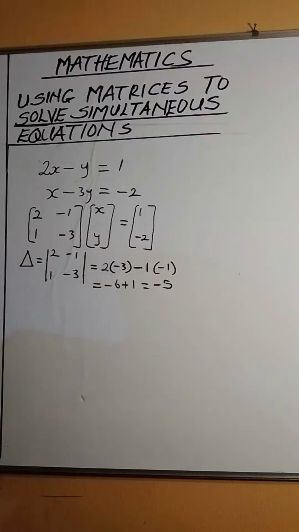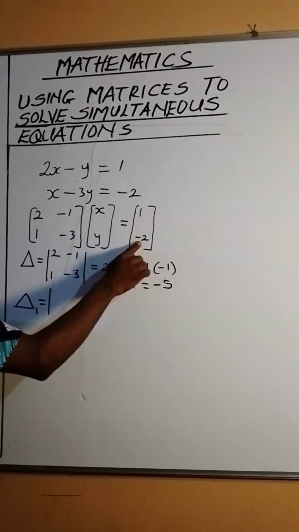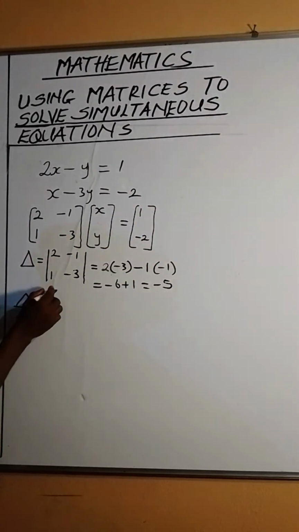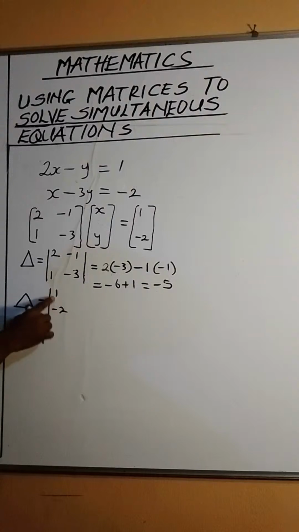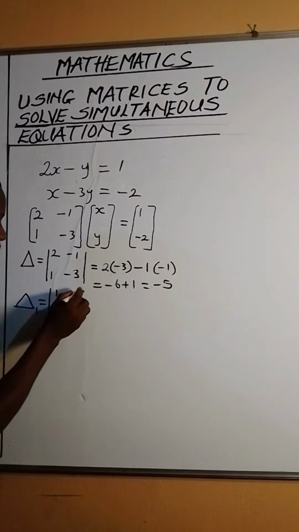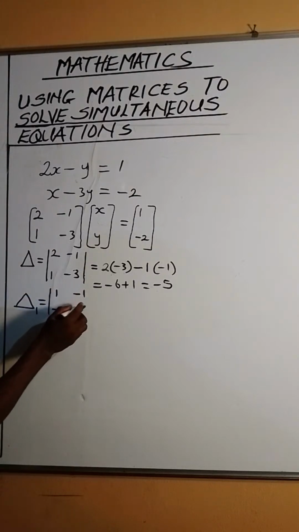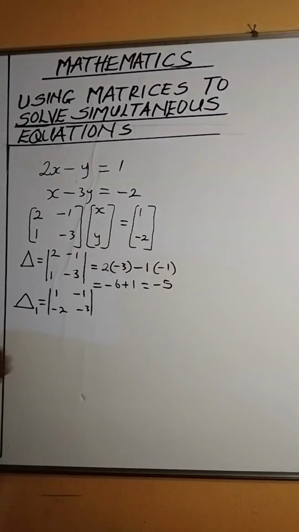Then for matrix 1, let's look at this matrix. This is called determinant 1. In determinant 1, we are going to remove these two from here and use this 1 and -2 to replace them. So in place of this 2 and 1, we now have 1 and -2. Bring this constant, put it here. Then here it will remain 1, -3. All right, this is determinant 1.